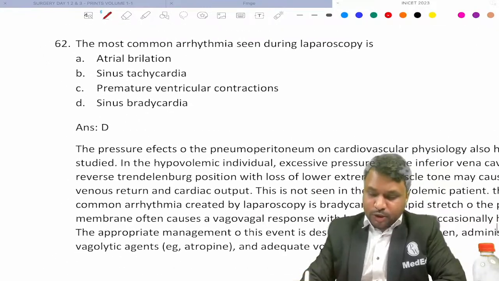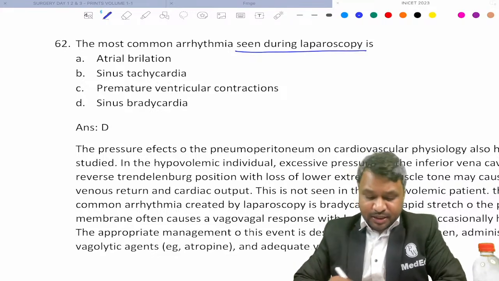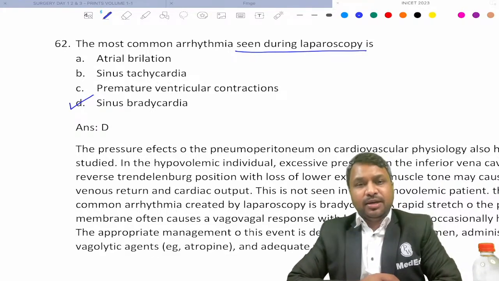Question number 62, which is the most common arrhythmia during laparoscopy? During the laparoscopy, pressure increases, causing vagal irritation. Vagus will cause bradycardia. So sinus bradycardia is the most common one.